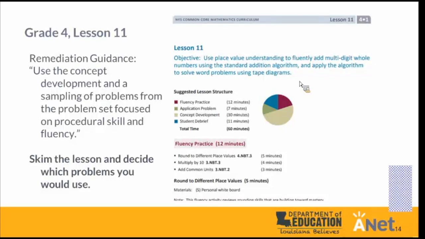And when you're ready, we're going to start sharing in the chat which problems would you use and why, and any other thoughts related to the portions of the lesson that you would choose for remediating Part B. If you have any questions, please share those in the chat, and we'll make sure that everyone gets set with where they need to go.